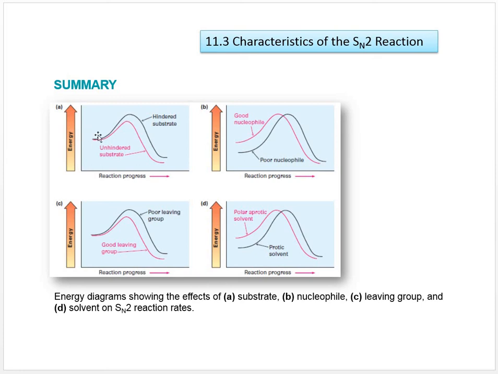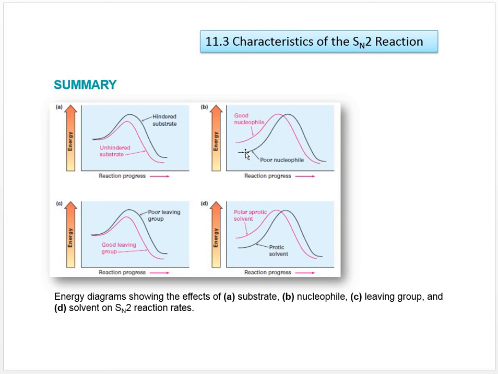So the energy of reactants are almost same, primary, secondary, tertiary, but when you have a tertiary substrate, it's sterically crowded, so it has higher activation energy. So this is related to destabilization of transition state. Second one, good nucleophile, bad nucleophile. Good nucleophiles are more basic species, right? When you are more basic, you are more reactive. When you are more reactive, you are less stable.